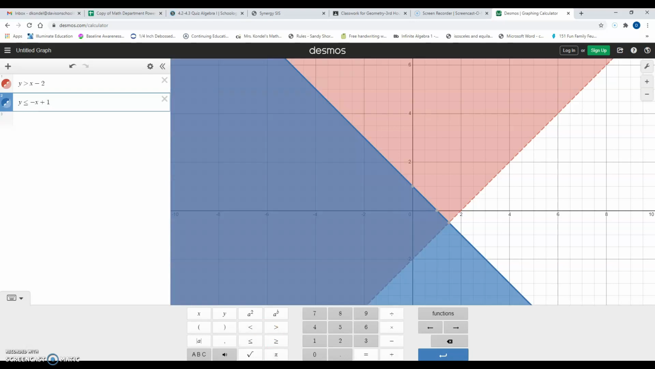So a couple of things to notice here. Red is for the first line. Blue is for the second line. This is your solution though.